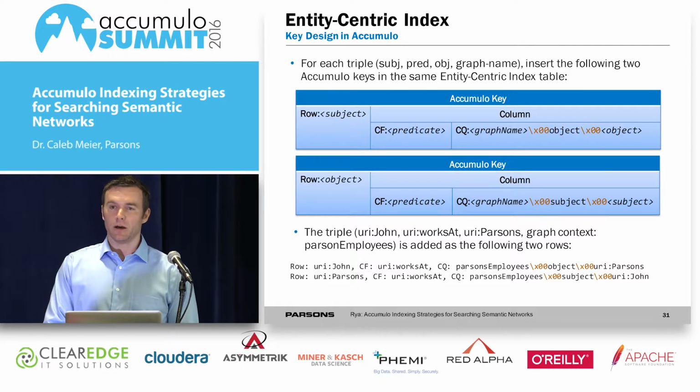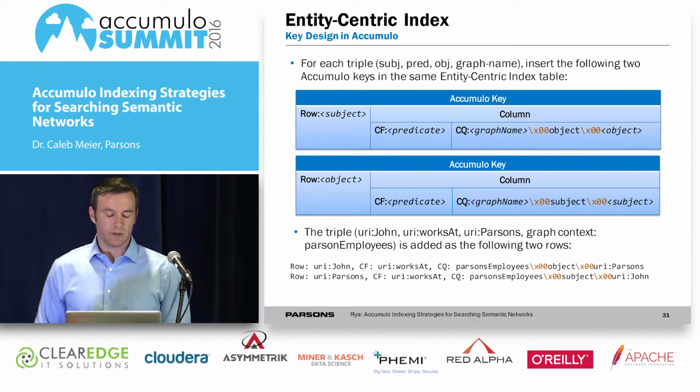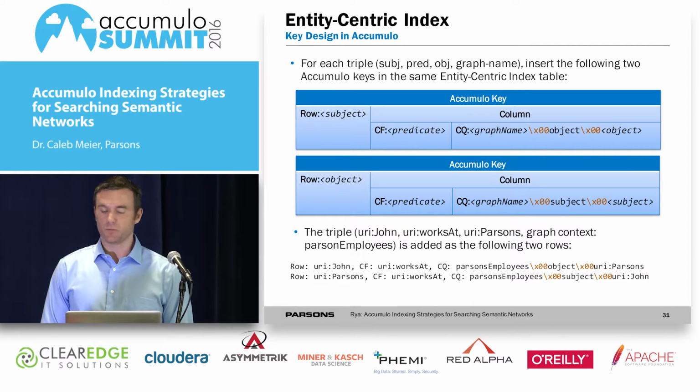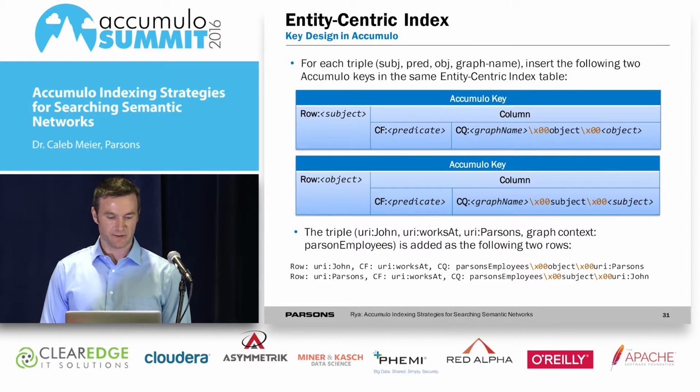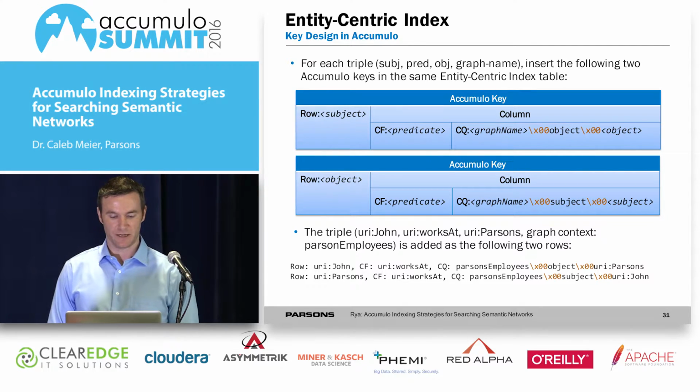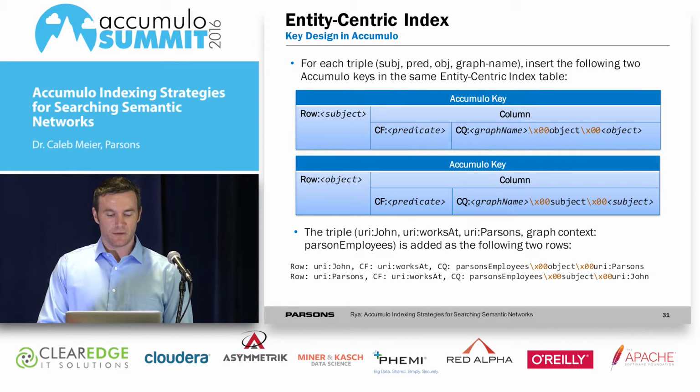So how do we apply that to Accumulo? For our entity-centric index, for every triple we insert, we actually enter it twice into our entity-centric index. So there's definitely some data duplication going on there, but I'll explain why we do that in a second. So we essentially write the data so that the subject occurs in the row, the predicate occurs in the column family, and the object occurs in the column qualifier. And then we reverse the position of the object and the subject.